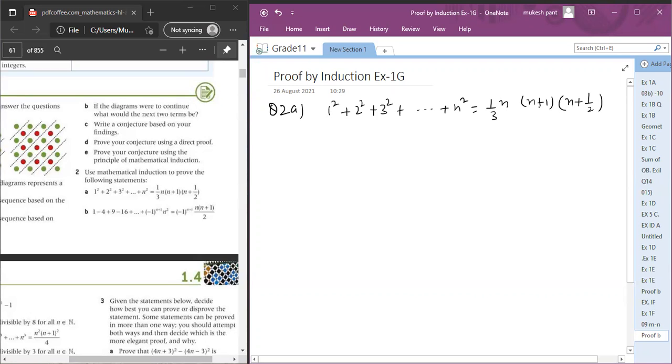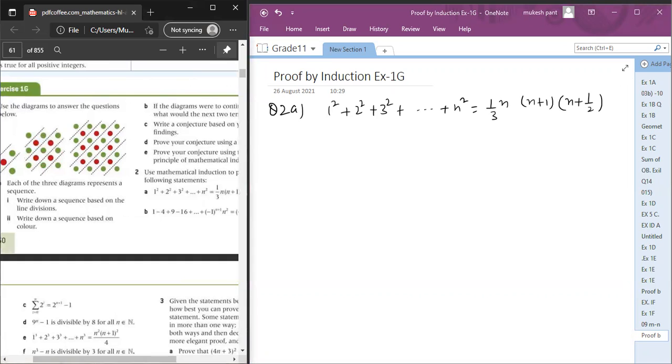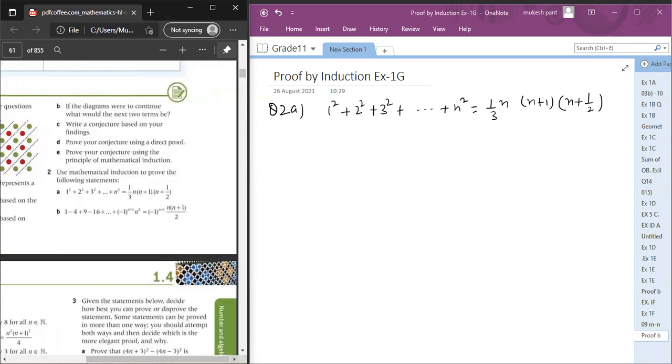Can you show 2A in the PDF too? This is the question. Question number 2. I'm not taking question number 1. I'm taking 2 because through this example, we'll understand what induction is and how we use the induction method to prove a statement.